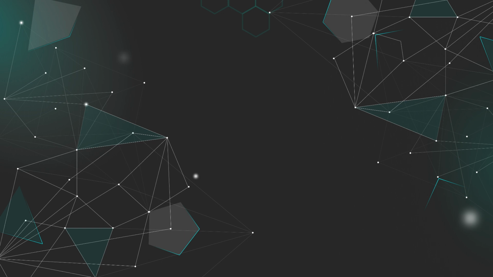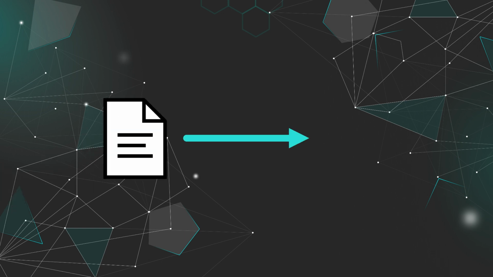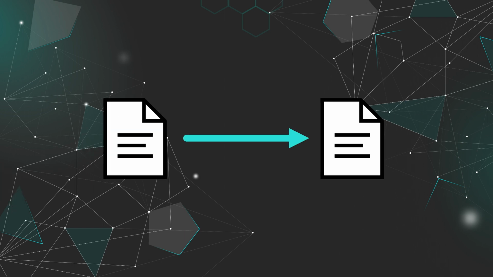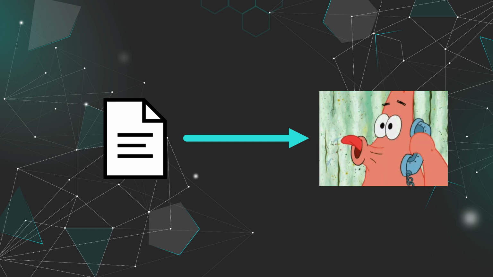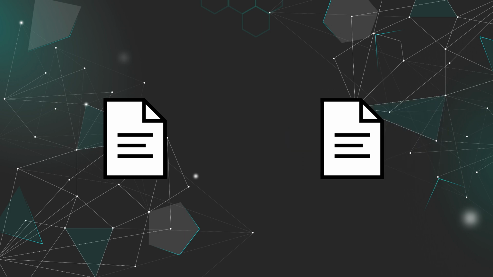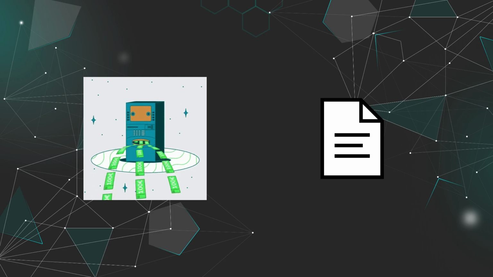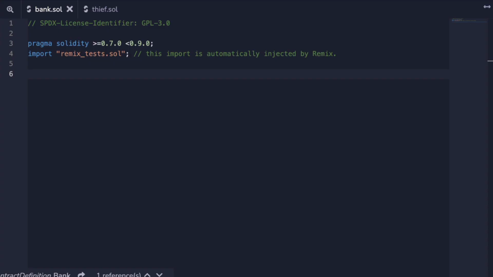Now, reentrancy can happen when a contract function makes an external call to an untrusted contract. The untrusted contract repeatedly calls the original function before it's finished executing in order to drain the funds. Let's have a look at a simple example. We'll have one contract under attack called bank, and then we'll have the attacker contract called thief.